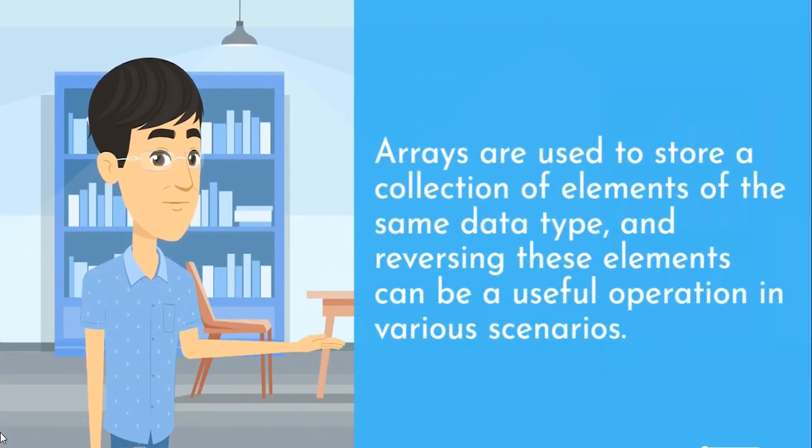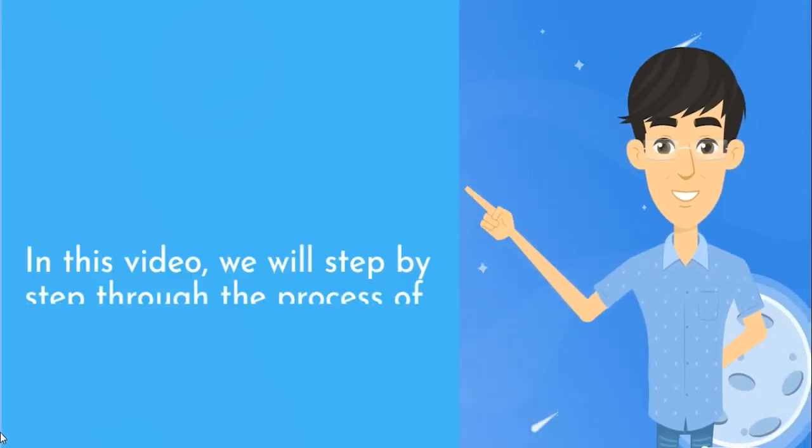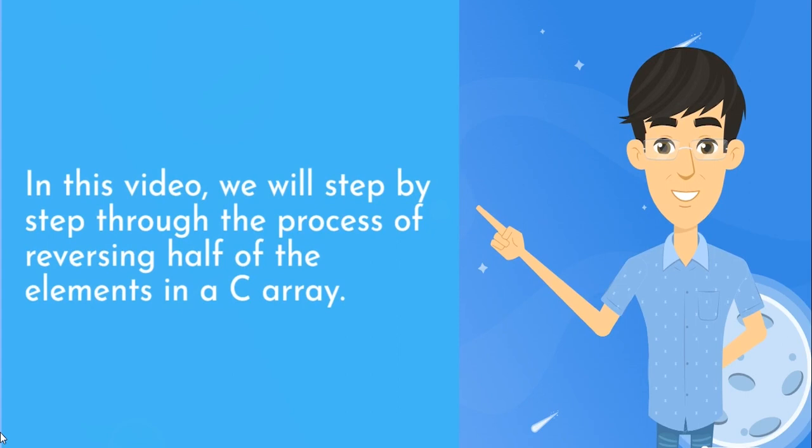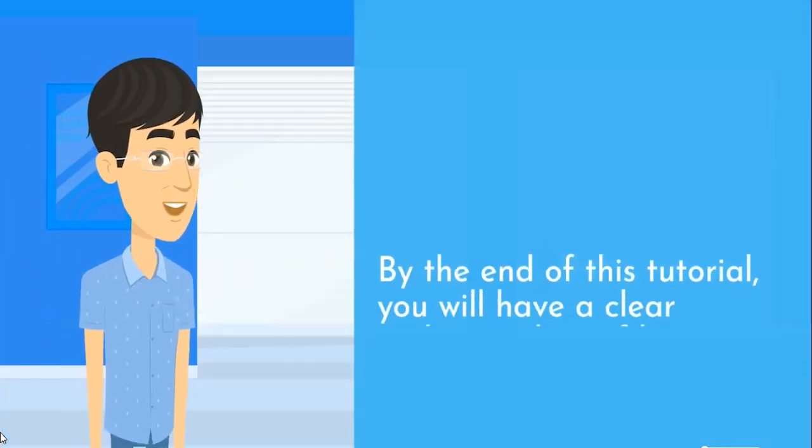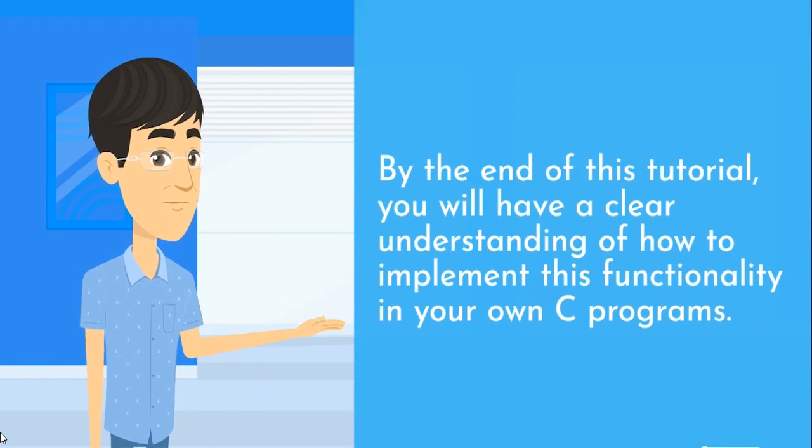Arrays are used to store a collection of elements of the same data type, and reversing these elements can be a useful operation in various scenarios. In this video, we will go step by step through the process of reversing half of the elements in a C array. By the end of this tutorial, you will have a clear understanding of how to implement this functionality in your own C programs.